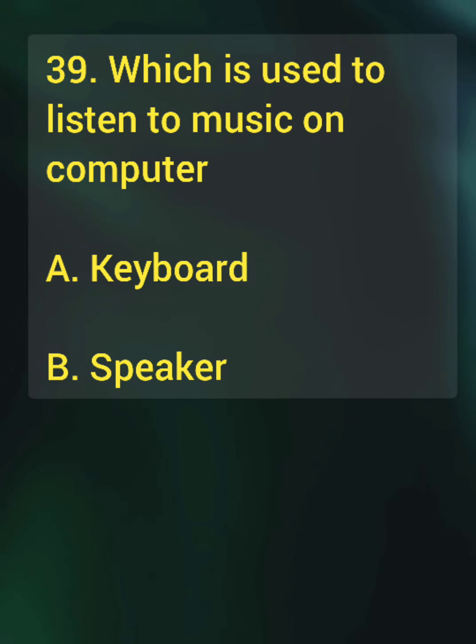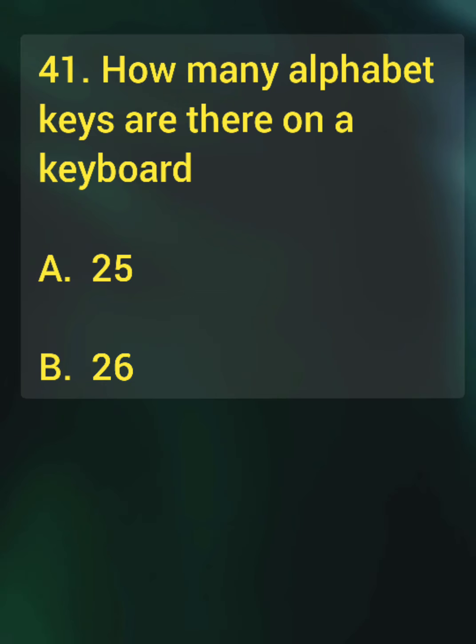Which is used to listen to music on a computer? Option A, keyboard. Option B, speaker. And the answer is option B, speaker. How many alphabet keys are there on a keyboard? Option A, 25. Option B, 26. And the answer is option B, 26.